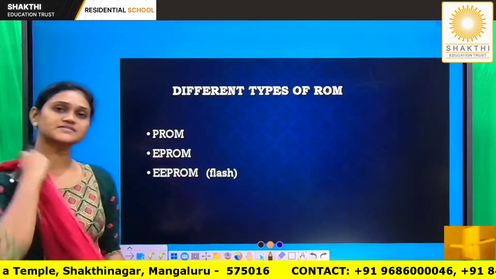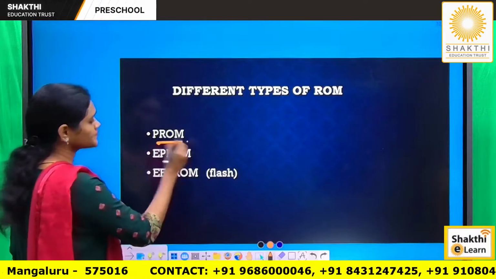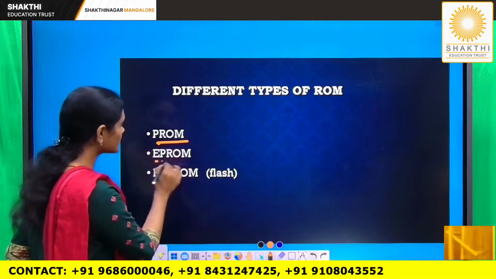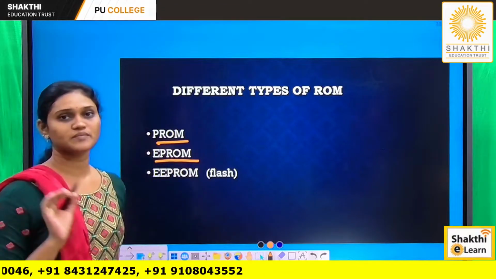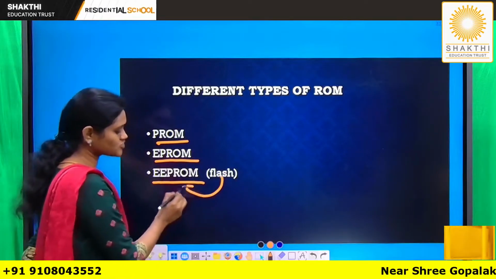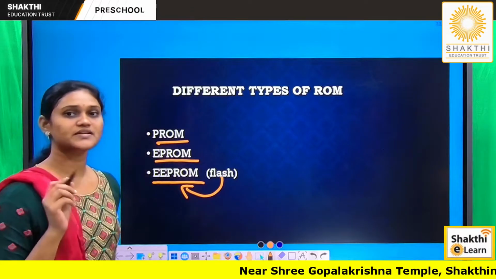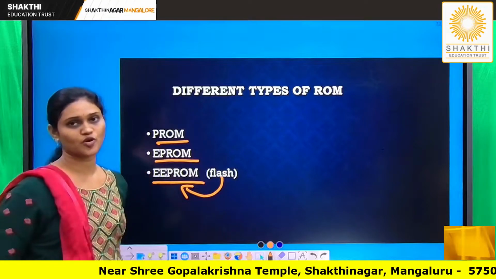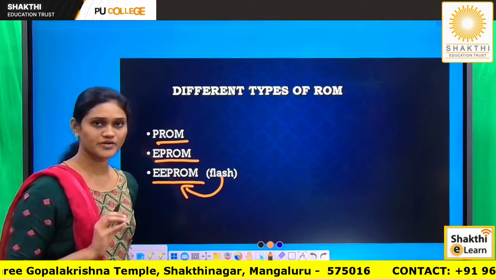Now let us see the different types of ROM. You have PROM, programmable read-only memory. You have EPROM, that is electrically programmable read-only memory, and you have the last one, EEPROM, which is a type of flash memory, that is electrically erasable read-only memory. These are the 3 types of ROM. The full form as well as the definitions, very important.